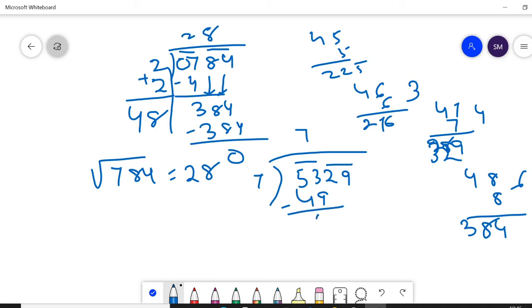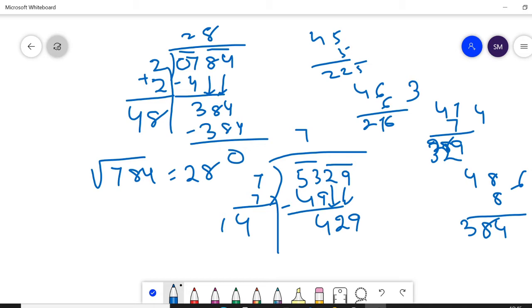Then we get 4. Then come down the number 29. Always make pairs, and when you take them, the number should come down as a pair. Then add 7 here, and this is 14. Then choose a number. You have to put the same number here and here.